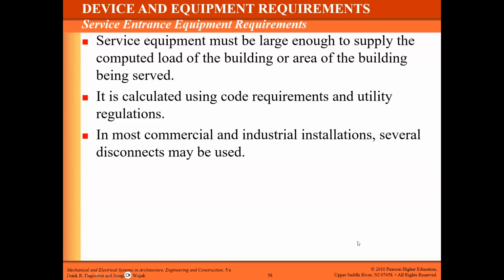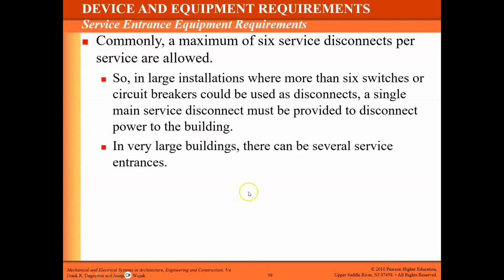So it all starts at the service entrance equipment and just branches out to various other pieces of equipment from there. Depending on the size of the installation, the size of the building, you might have up to 6 service disconnects per service. And then in large installations where more than 6 switches could be used, a single main service disconnect must be provided to disconnect the power to the building so we can just shut everything off at once.